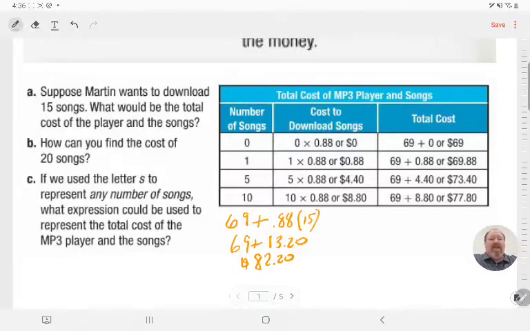Well, as we looked in A, and we took 69 plus what it cost for 15 songs, we could simply say 69 plus 0.88, if I can get my pencil to work, S. And S would stand for the number of songs. So no matter what number of songs we want, we could just plug it in there and solve. Okay? Just kind of like they did in the table. All right.